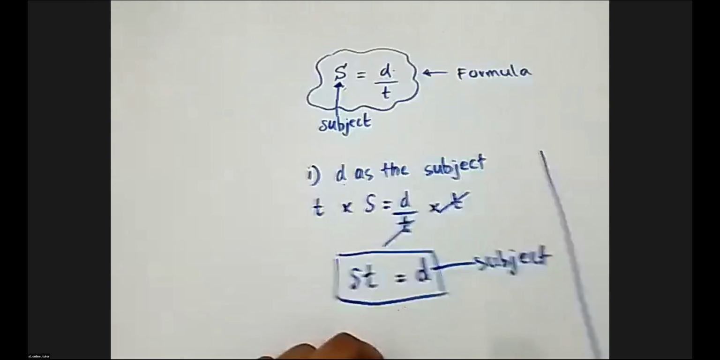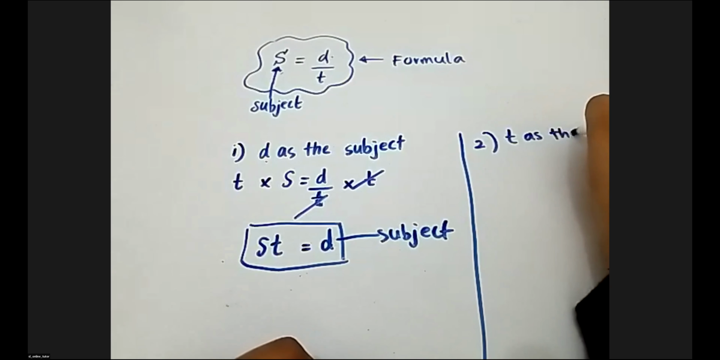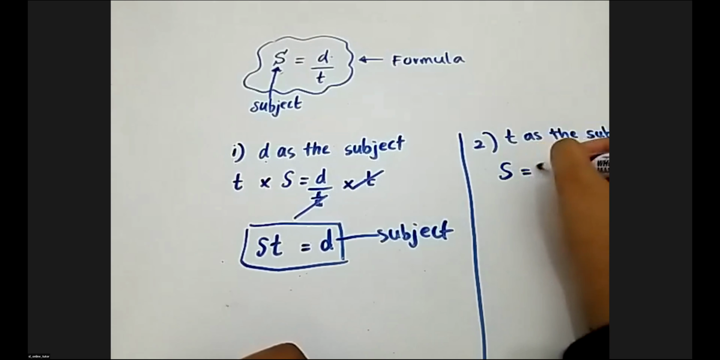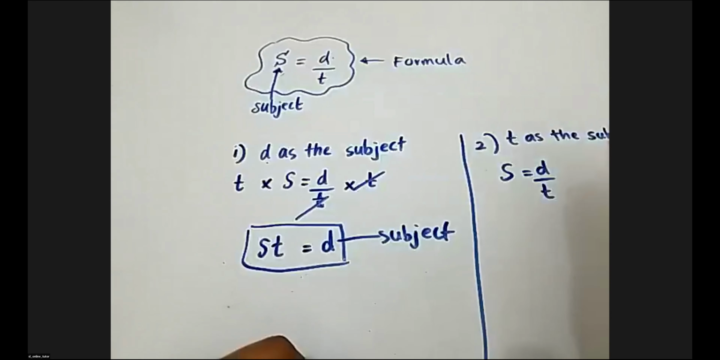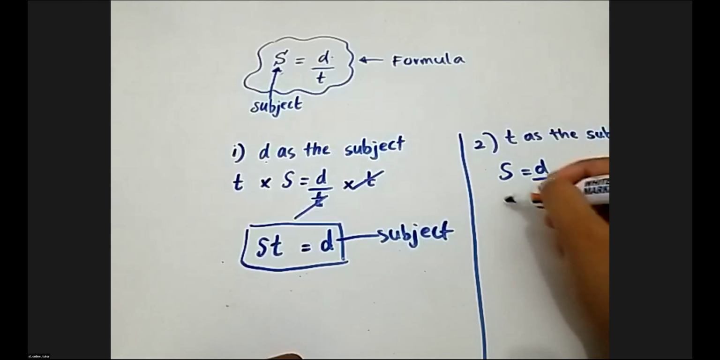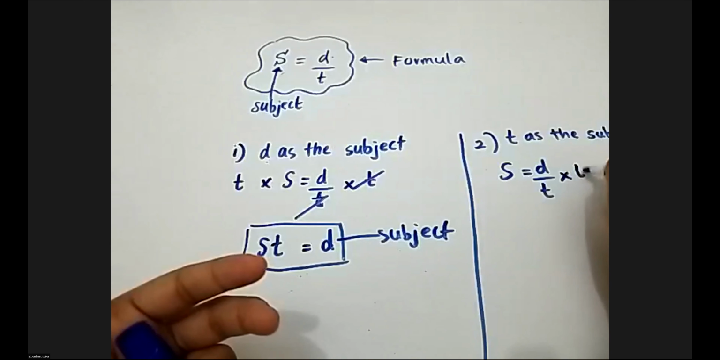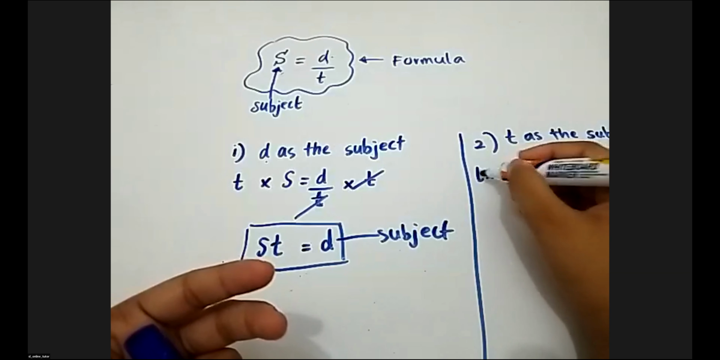Right. Now let me take the second one. I'm trying to make T the subject. Now, this is the original formula, and I want T on top. First of all, I'll carry it up. I can't carry it to this side, because if I multiply here it will get cancelled. But I can take it to this side.